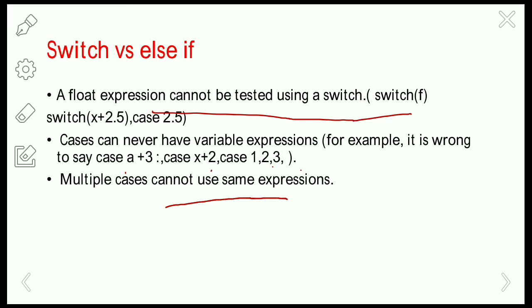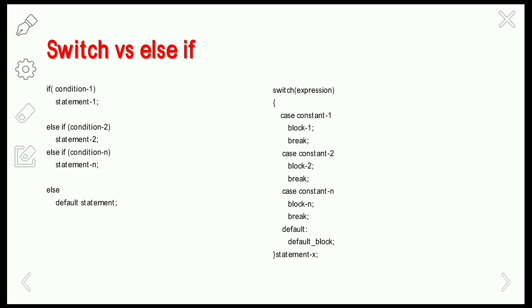So in the case of the else if ladder, if you check here, if the condition is true, then it will go to the statement 1. If this condition is false, then it will go to condition 2. If the condition 2 is also false, then it will go to the next condition.